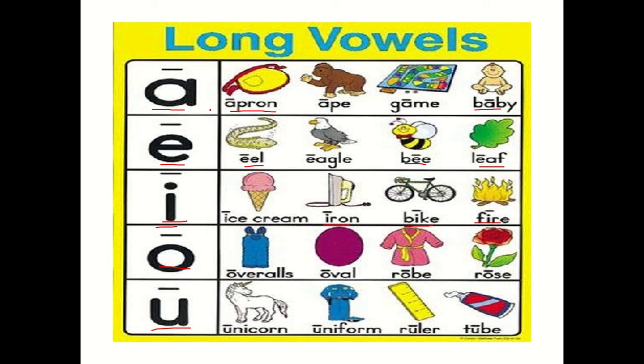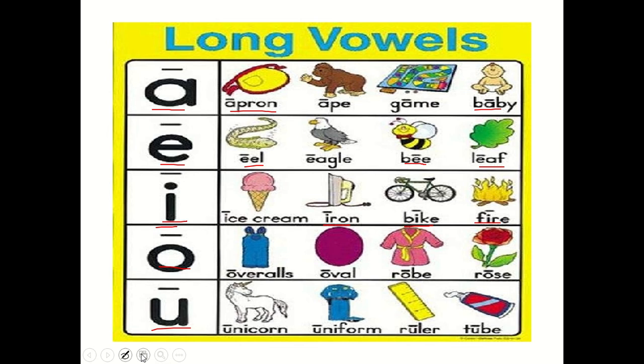So, what again are our vowel letters? We have the A, E, I, O, and the letter U. Very good, cages.